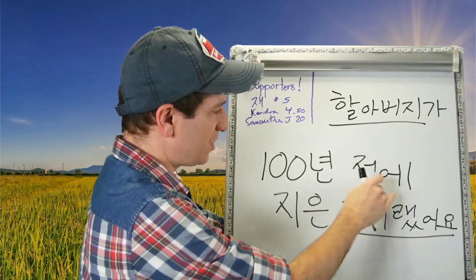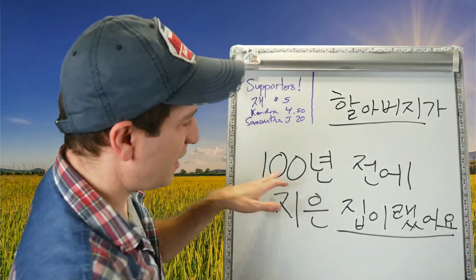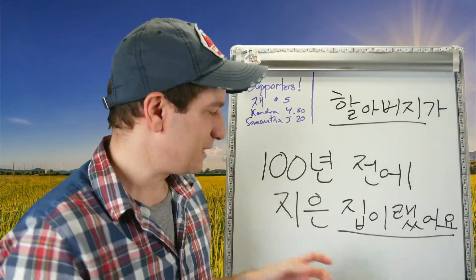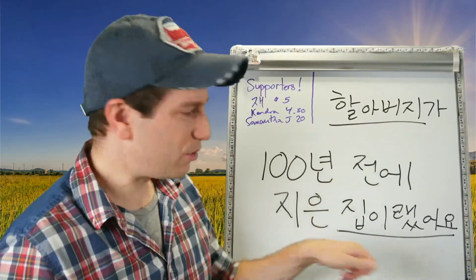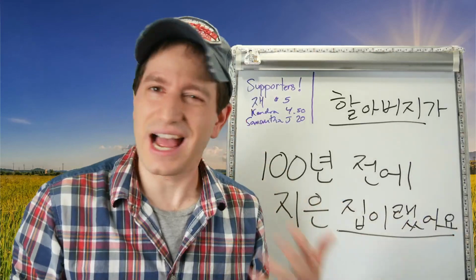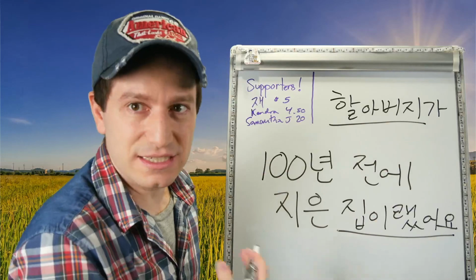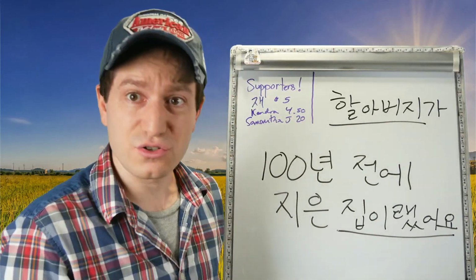할아버지가 100년 전에 지은 집이랬어요. 할아버지, grandfather. 100년 전에, 100 years ago. 짓다, to build. 지은, 집. So a house that he built 100 years ago, 이랬어요. I had said in the past. I said, 할아버지가 100년 전에 지은 집이랬어요. I said that it's a house that grandfather built 100 years ago.